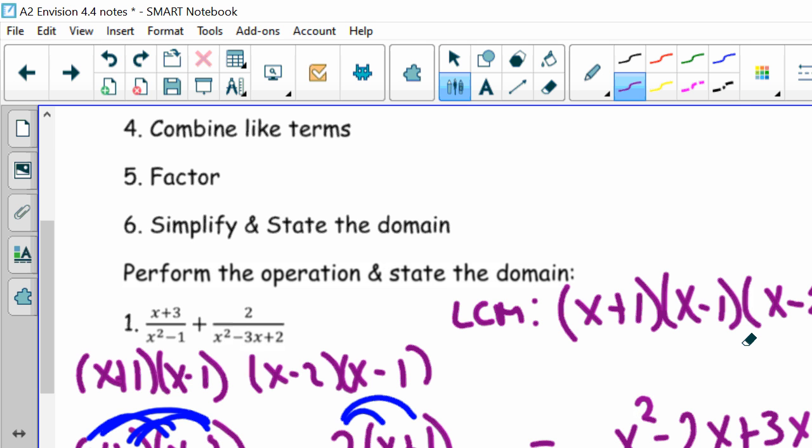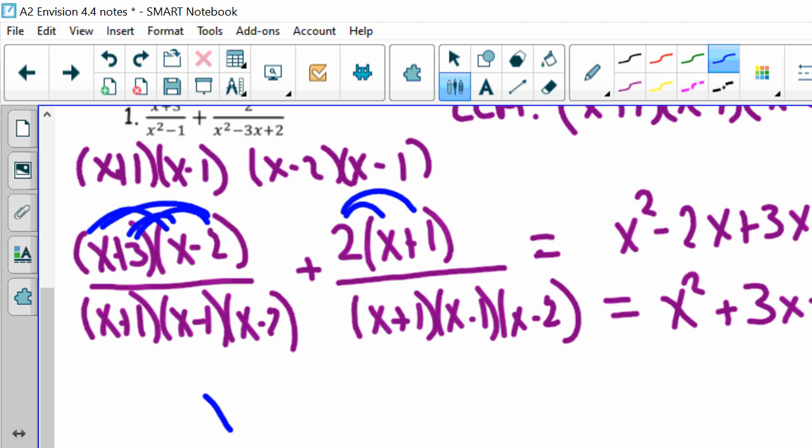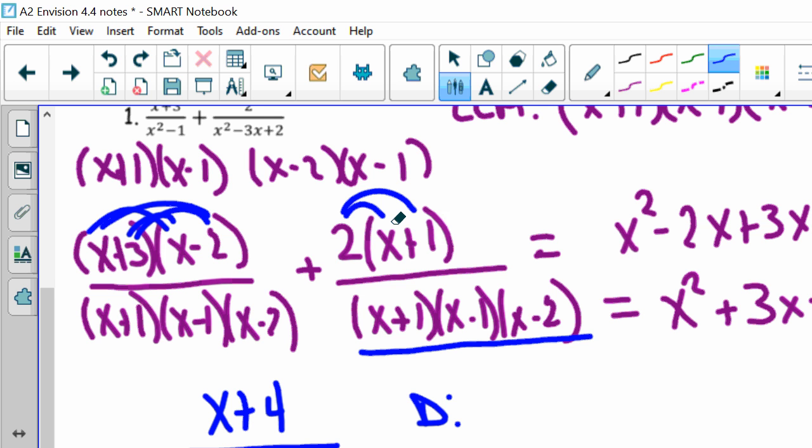But now I see that I can get rid of my x minus 1s. And so I'm left with x plus 4 over x plus 1, x minus 2. My domain, remember we always go back to the original denominator. In this case, it's going to be our original common denominator. So x cannot equal negative 1, positive 1, or 2.